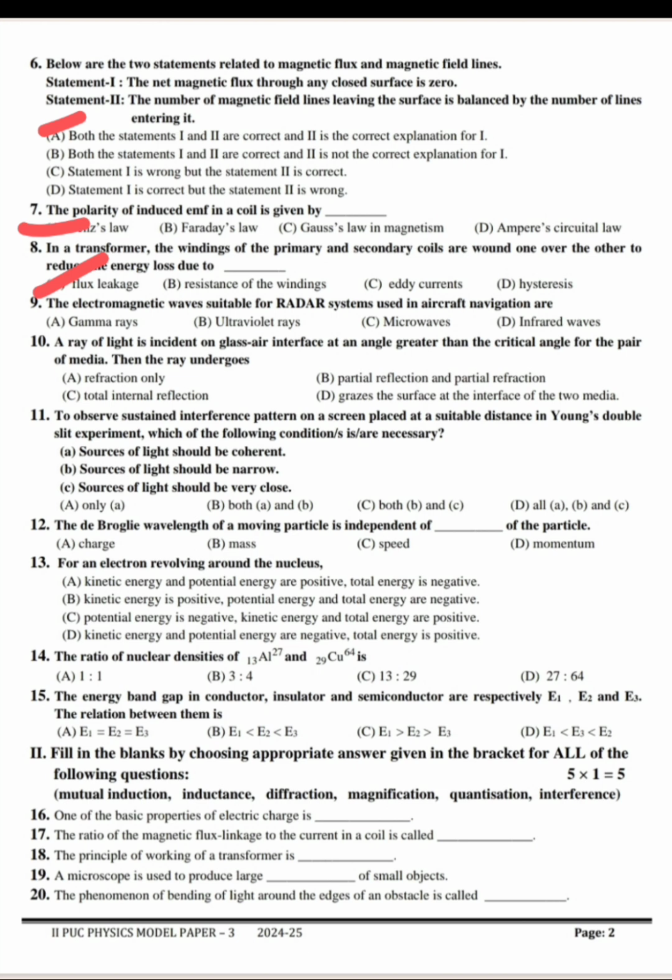The electromagnetic waves suitable for radar systems are microwaves. So you need to practice uses of all these rays. You have to practice at least 2 or 3 uses of the waves. A ray of light is incident on a glass air interface at an angle greater than the critical angle for the pair of media. Then the ray undergoes total internal reflection. If the angle is greater than the critical angle, and it passes from glass to air, glass air interface, see, denser to rarer medium, then if the angle of incidence is greater than the critical angle, it undergoes total internal reflection.